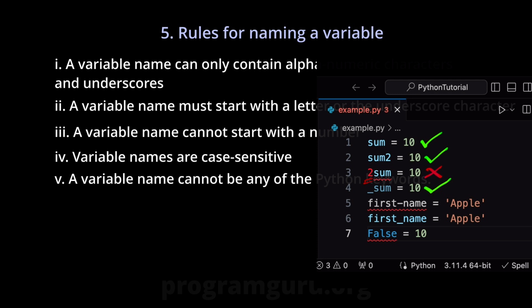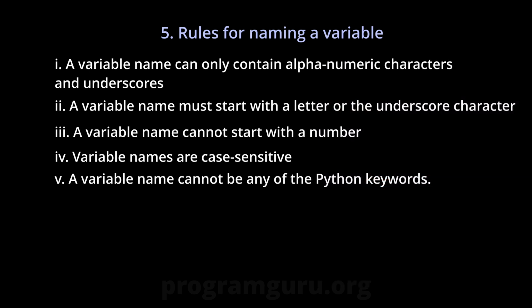_sum is a valid name for a variable because a variable name can start with the underscore symbol. first-name is not a valid name because hyphen is not a valid character to be used in a variable name. first_name is a valid name because it contains alphabets and underscore, which are allowed in a variable name. False is not a valid name because it is a keyword in Python.